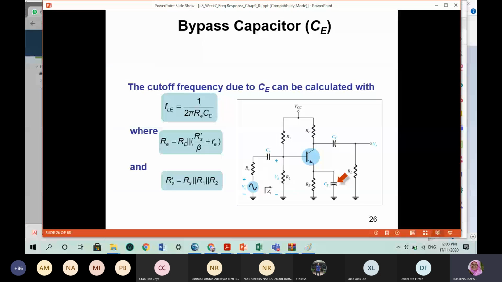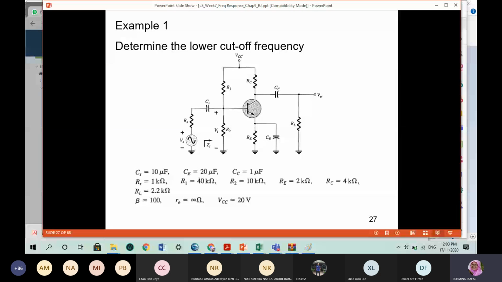For a circuit with many coupling capacitors and bypass capacitors, each individual capacitor will influence the cut-off frequency. So let's do one example where we can calculate for a voltage divider arrangement of a BJT. Determine the lower cut-off frequency of this circuit.